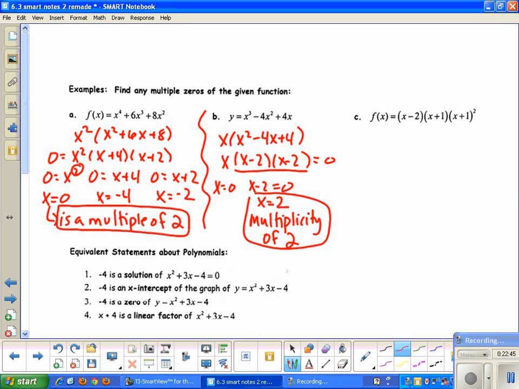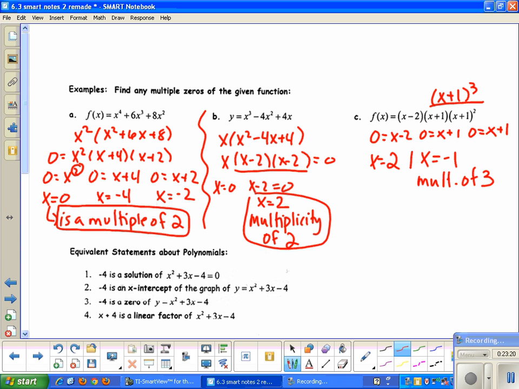For the last one, this one's nice because it's already in factored form, so I don't have to factor it. So when I solve for my zeros, I get 0 equals x minus 2, 0 equals x plus 1, and 0 equals x plus 1 again, and this one's squared. Really, I can write this as x plus 1 cubed since I have 3 of them. So this gives me x is equal to 2, and this one gives me x is equal to negative 1. And notice because I can write it like this 3 times, negative 1 has a multiplicity of 3.